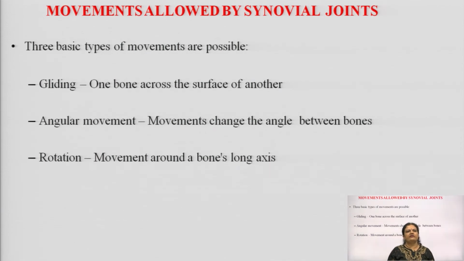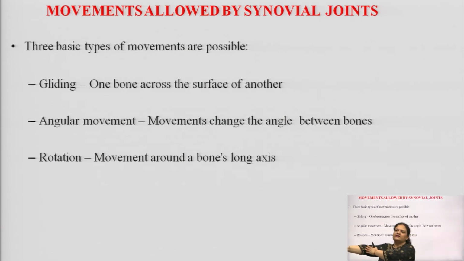Now, movements allowed by synovial joints. So we have three different basic types of movements: one is gliding, second is angular movement, and the third is rotational movement. Gliding means students, here one bone moves across the surface of another bone, like turning or twisting of our leg. Like when I am twisting my hand, what will happen this time?